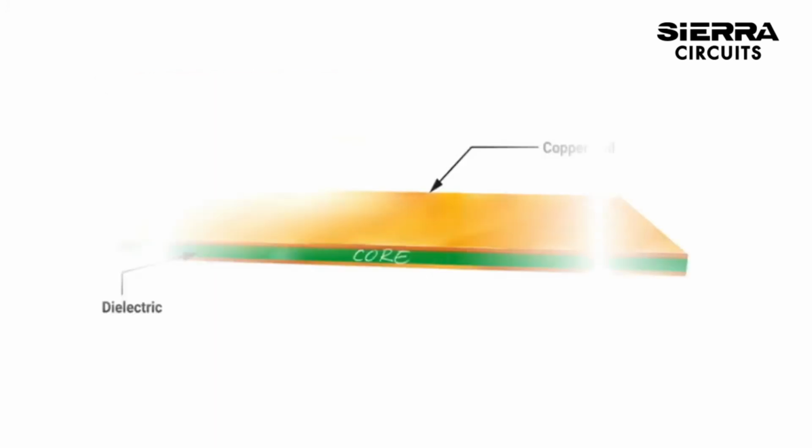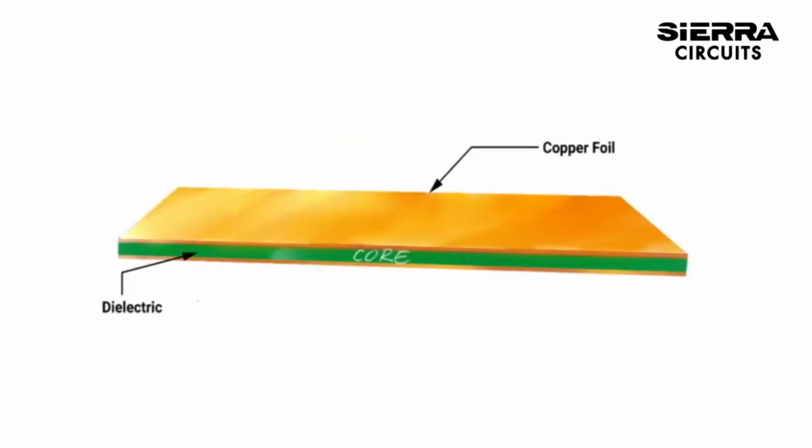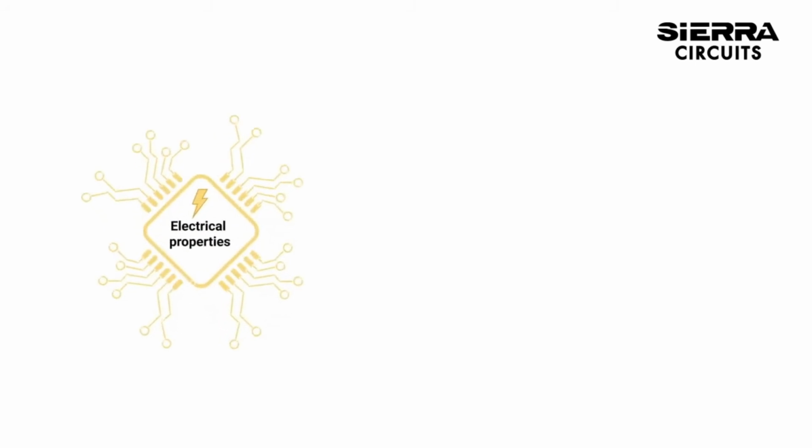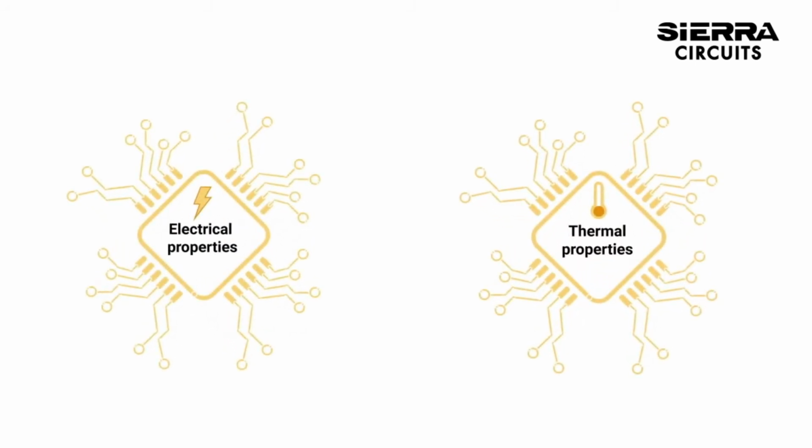Plies of prepregs bonded together form the core of a PCB. This core is cladded with copper foil on either side to form a copper-clad laminate. While choosing dielectric material, we need to consider electrical and thermal properties of the dielectric material used.